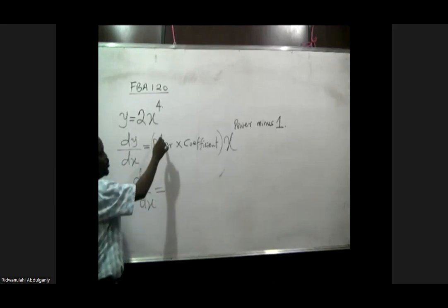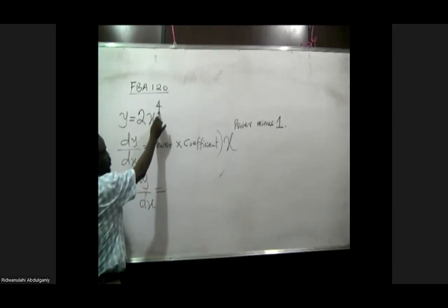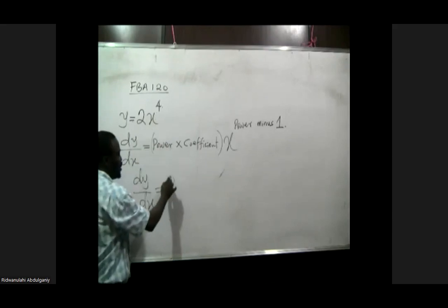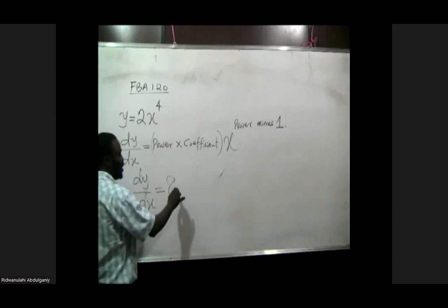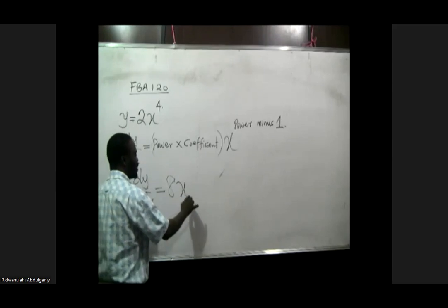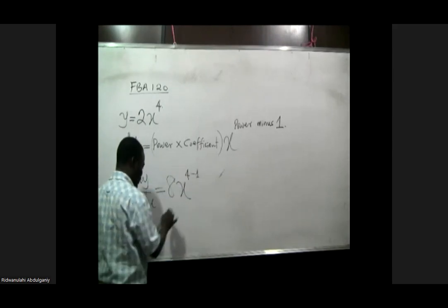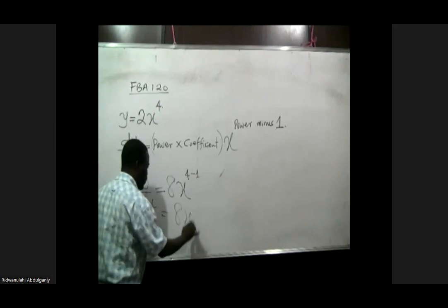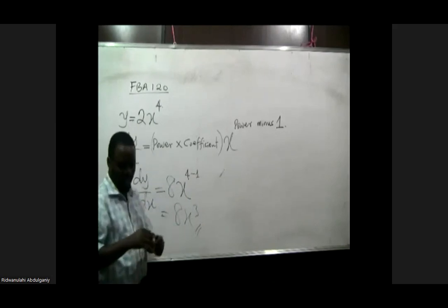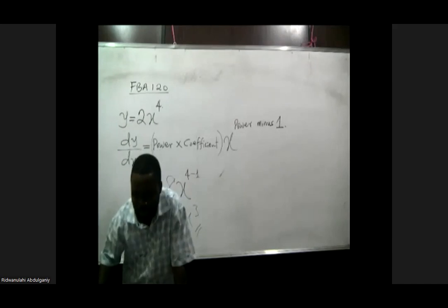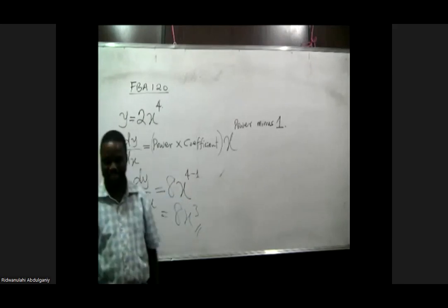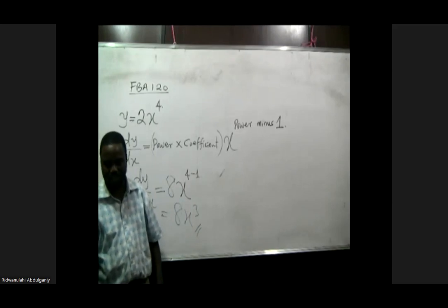What are we going to do? 8 multiplied by 4. 8. 4 times 2. 4 minus 1 is 3. So x raised to power 3, and the coefficient is 8. So the final answer is 8x raised to the power 3.